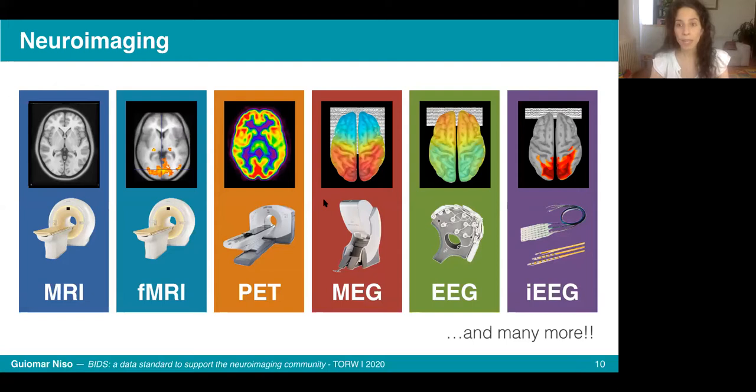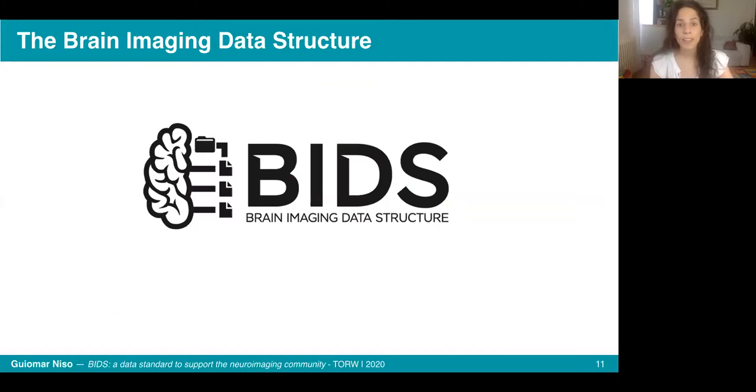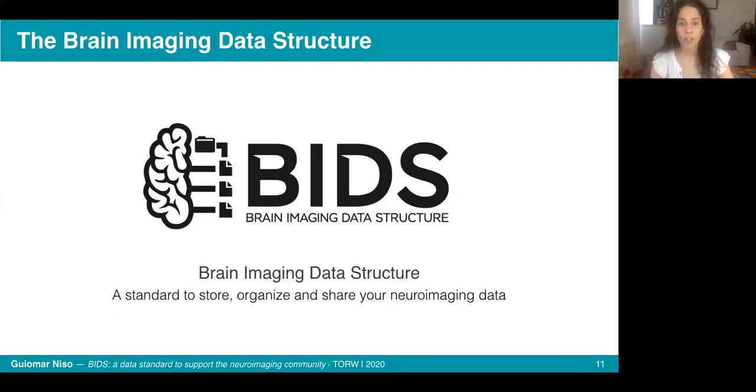Also, nowadays there are more and more databases which can also benefit from these common standards. So this is BIDS. BIDS is the Brain Imaging Data Structure, which is just a standard to store, organize, and share your neuroimaging data.